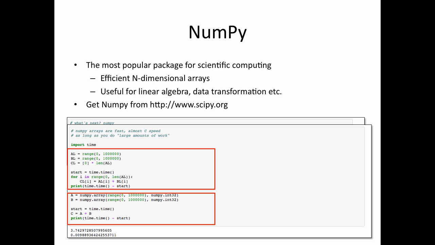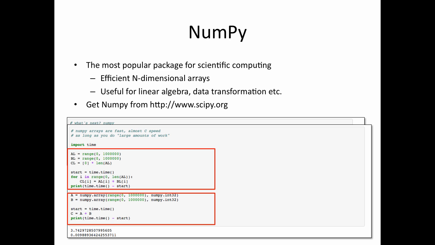Next, I'm going to declare A and B, which are two NumPy arrays. The syntax is you start with the package name, numpy. You define a NumPy array by calling the method array. In this example, I use this special function called range, which essentially gives you a sequence of numbers from 0 to 1 million minus 1. So I declare two arrays of 1 million elements, A and B.